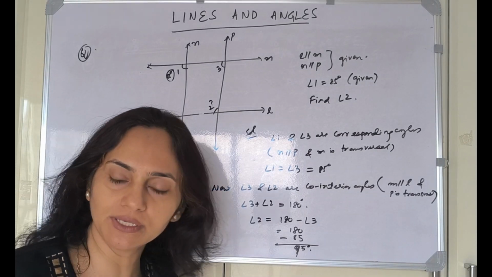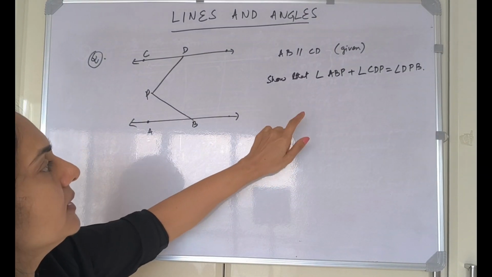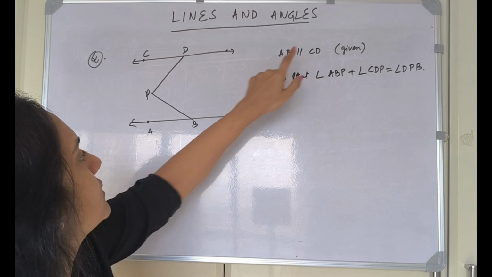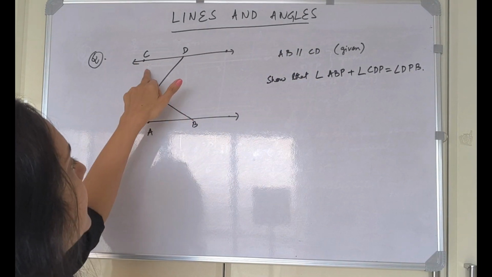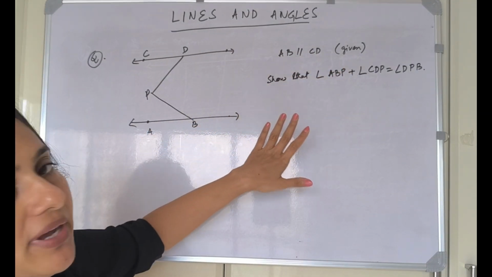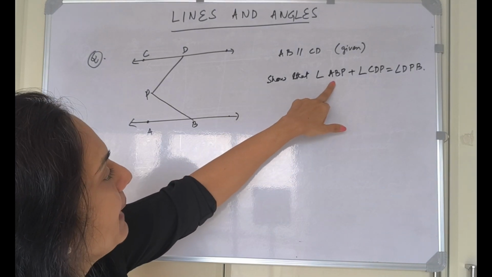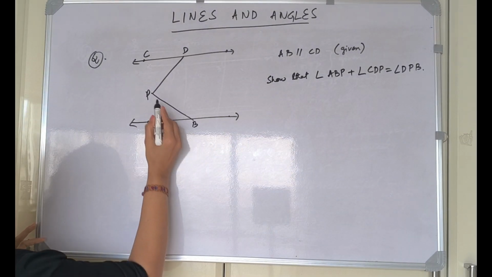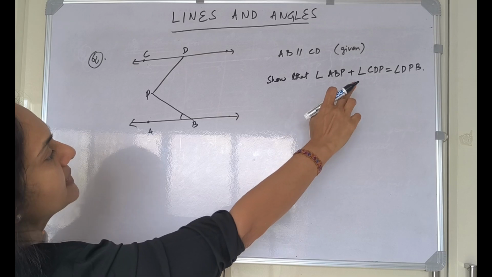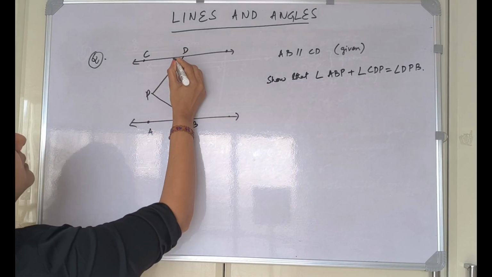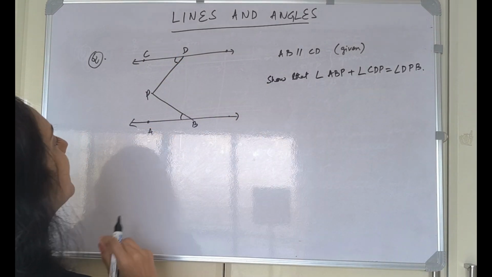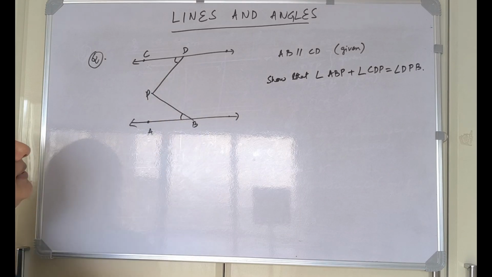Let's take one more question. Here they have given that AB is parallel to CD. AB and CD are parallel, it is given. What we have to show is that angle ABP, this angle, plus angle CDP, this angle, is equal to angle DPB. We have to show this.